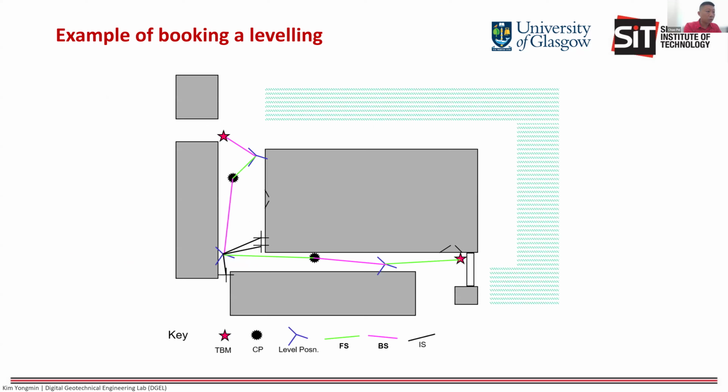So here I will show you an example. In this layout, you can see two stars, left-hand side and right-hand side. These two stars are the benchmarks, TBM, temporary benchmarks. The green line stands for foresight, and the pink is backsight. So do remember that we always start from backsight, and then do the foresight.